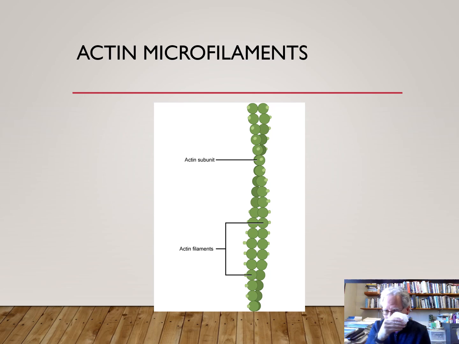There are three types of cytoskeleton: actin microfilaments, tubulin microtubules, and intermediate filaments. Here is an actin microfilament. You can see it is composed of actin monomers. The actin monomers assemble into a two-strand helical structure.